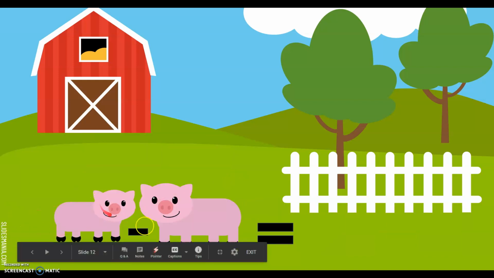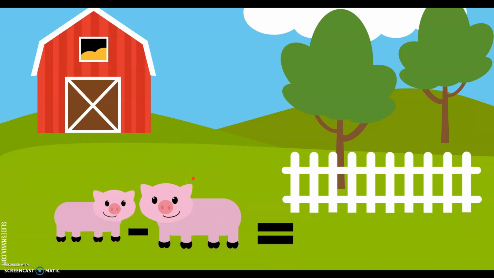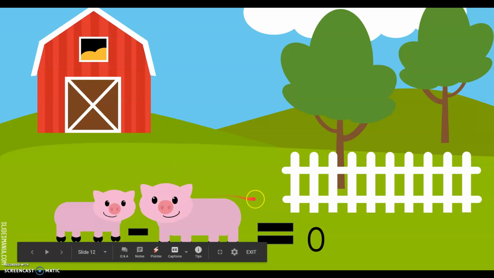1 little piggy minus 1 little piggy. So you have 2 piggies total. And then you're taking away 1 piggy. And that leaves you with 0 piggies.